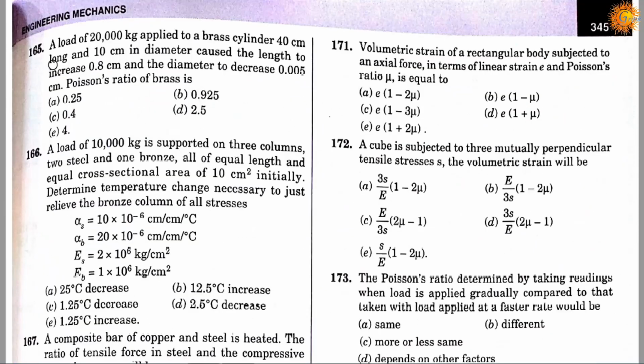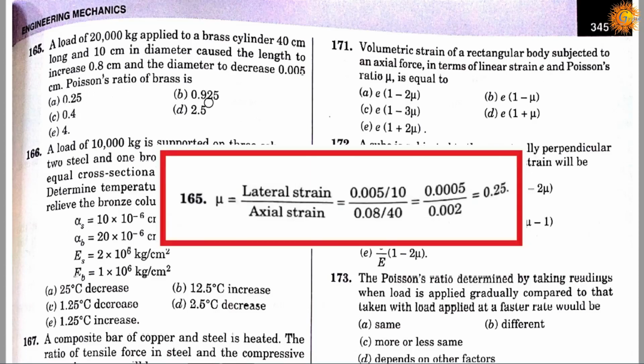Question number 165. A load of 20,000 kg applied to a brass cylinder 40 centimeter long and 10 centimeter in diameter caused the length to increase 0.8 centimeter and the diameter to decrease 0.005 centimeter. Poisson's ratio of bar is: option A, 0.25; option B, 0.925; option C, 0.4; option D, 2.5; option E, 4. Correct answer is A, it will be 0.25.